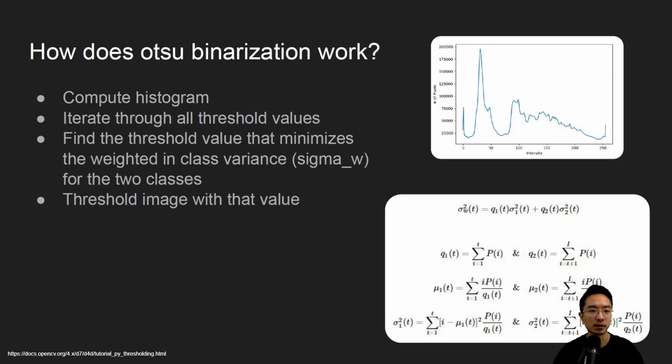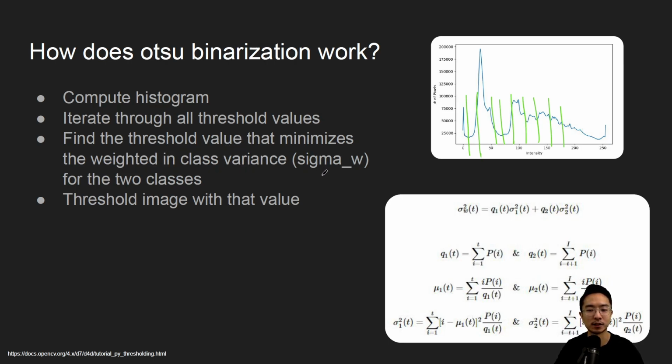So how does it work? You first compute the histogram. Here on the right, you have a histogram that you calculated. Then you iterate through all the possible threshold values. Imagine I'm testing out each of these different possible threshold values.